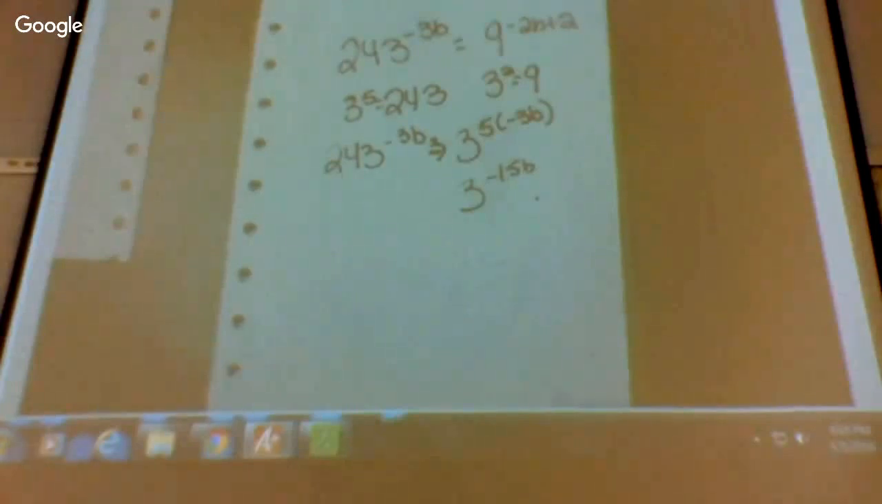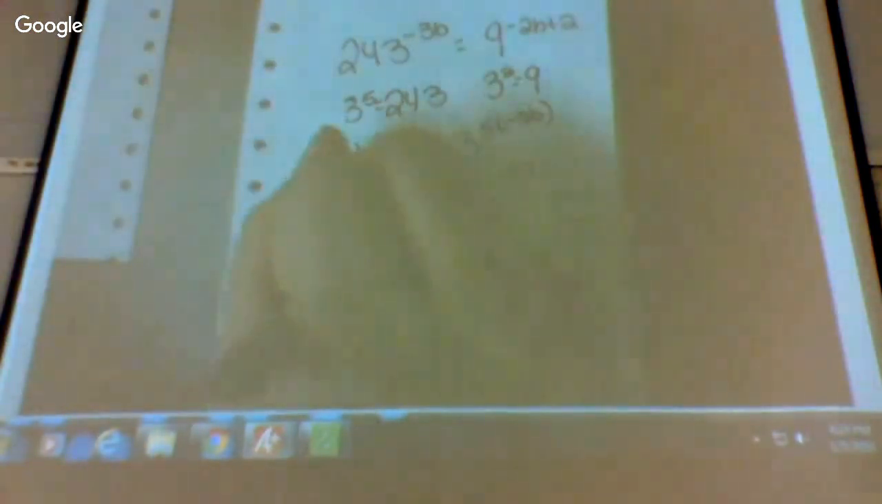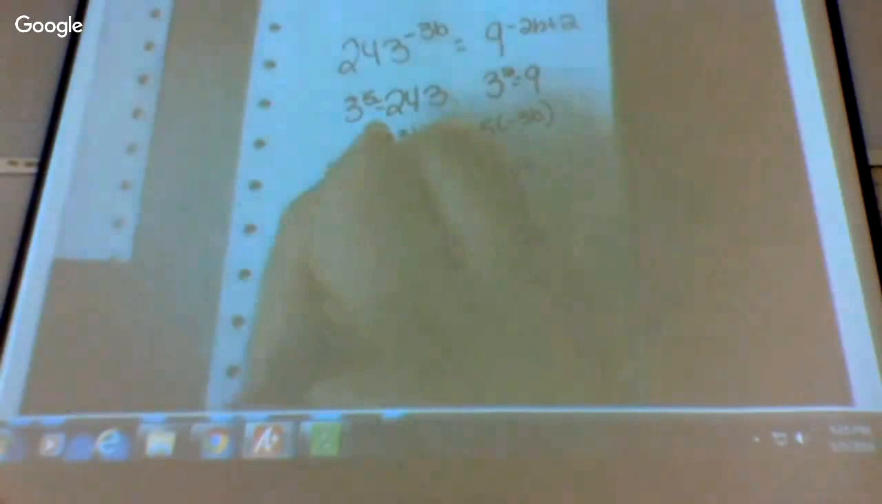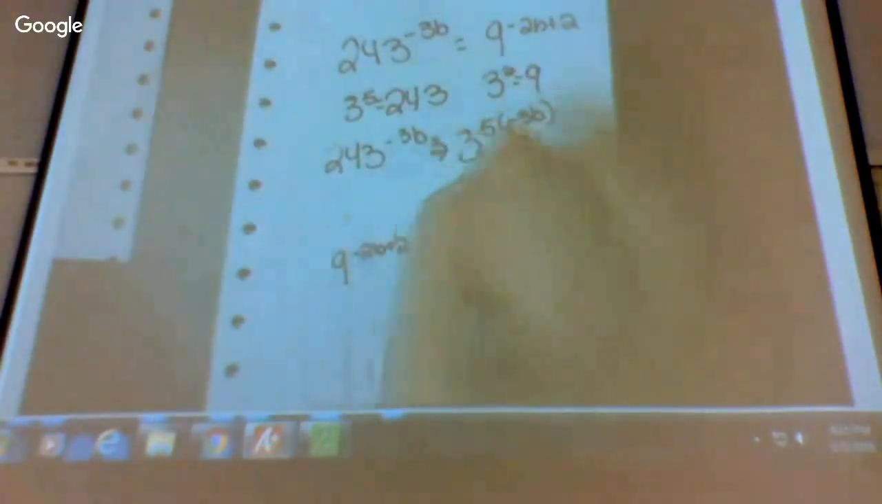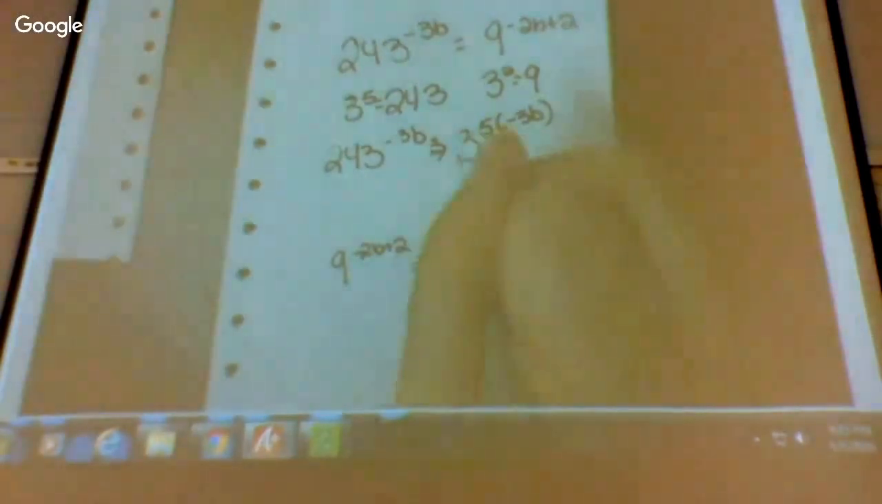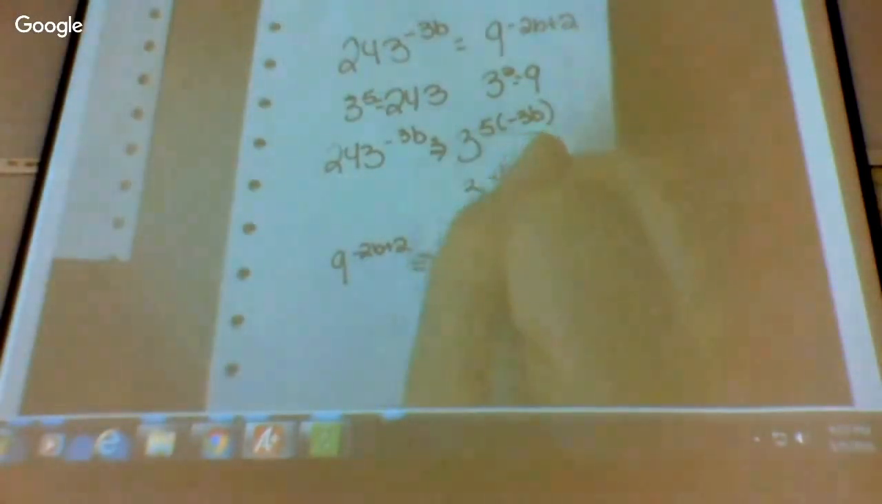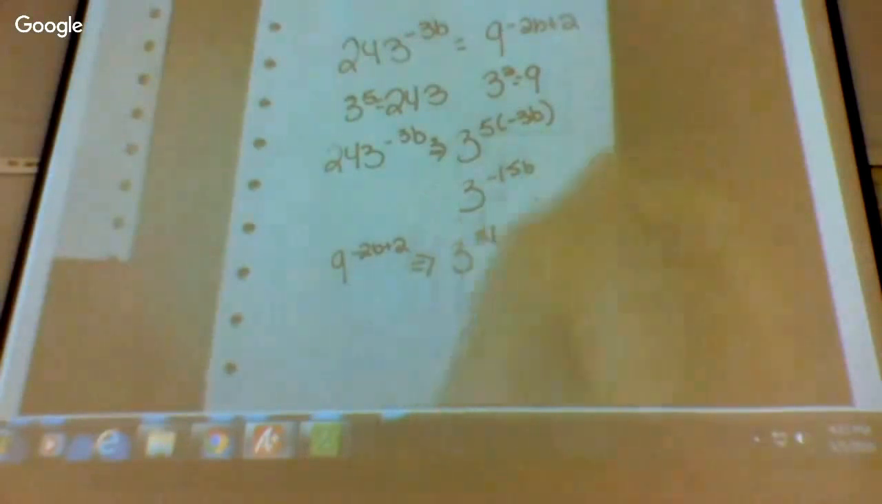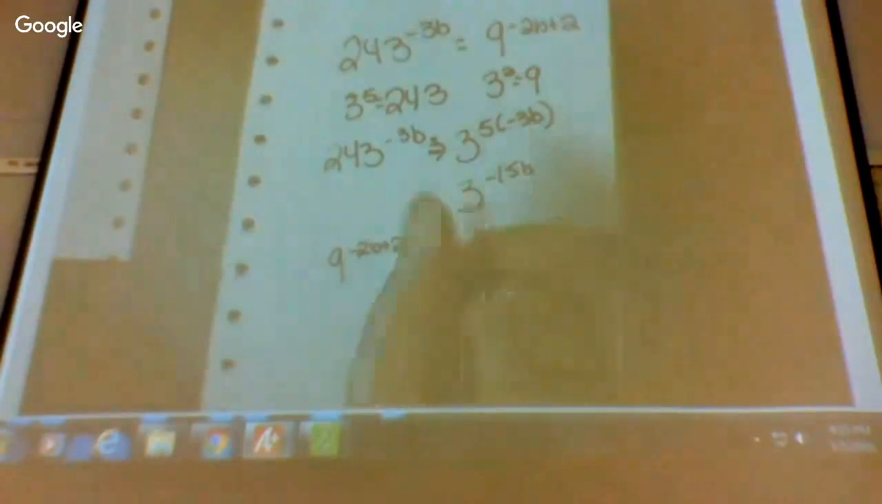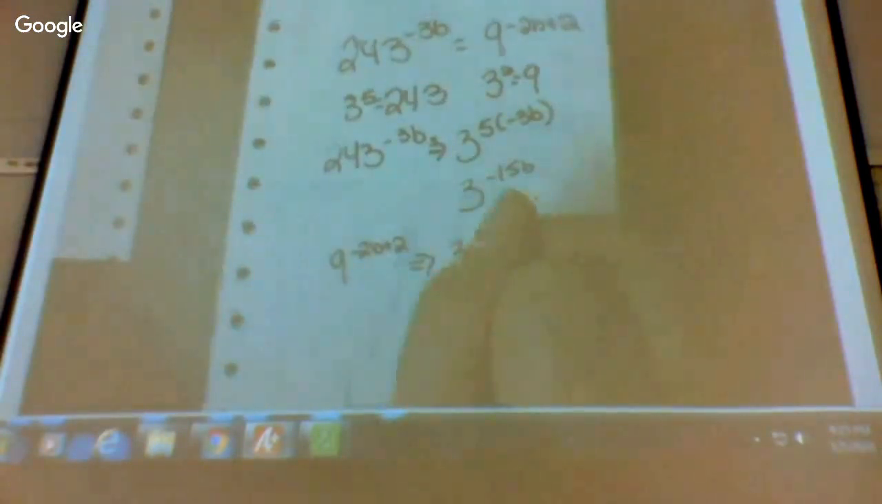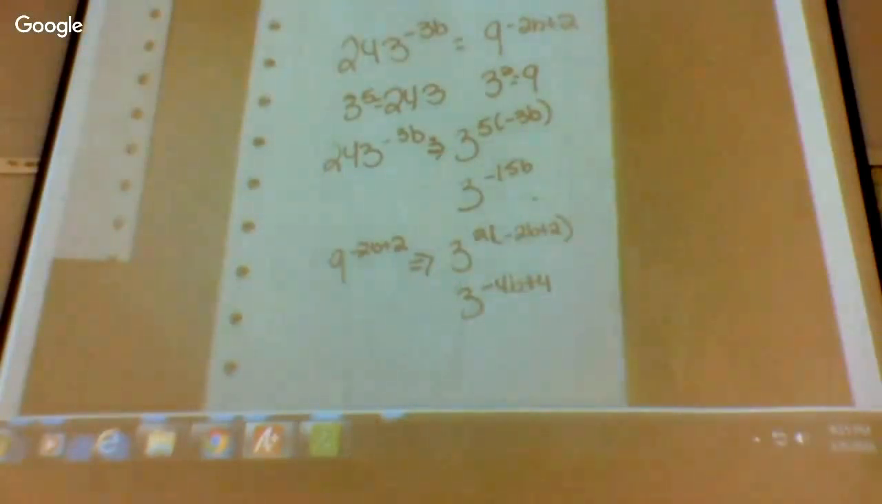So I do this in parts. I transform the first one, then I transform the second one, then I set them equal to each other. So when I'm transforming the second one, 9 to the power of negative 2b plus 2, I want to say, okay, well, we know that's 3 squared, so it's 3 squared, and that squared will times the negative 2b plus 2. So I have 3 to the power of negative 4b plus 4 in my transformed state.